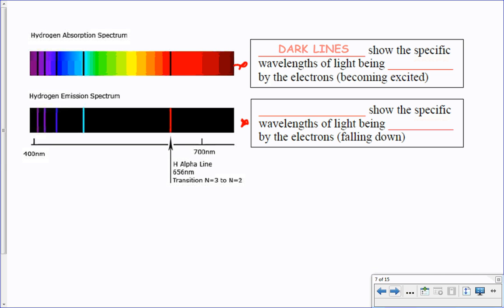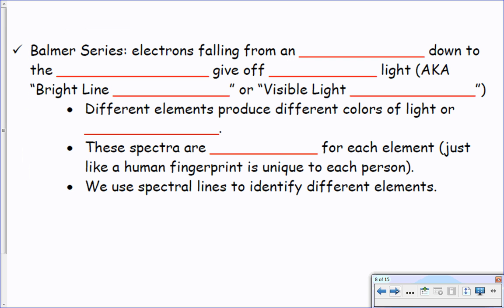So dark line spectrum is absorbed, bright line spectrum is emitted. Notice how the lines are bright? That's why we call it the bright line spectrum. Here the lines are dark against the spectrum itself. So this is how we figure some of these electron things out.